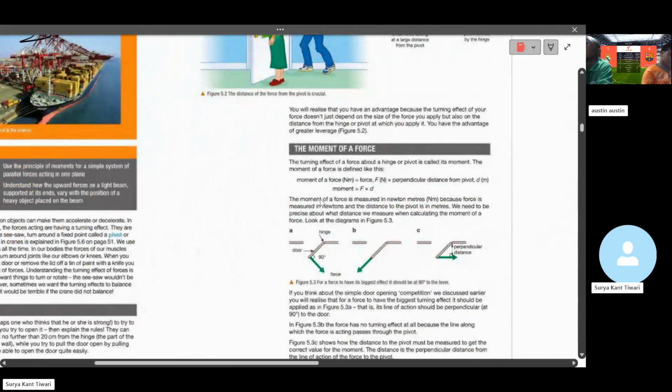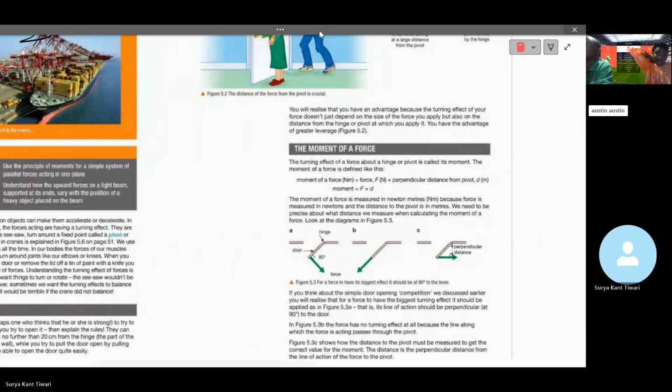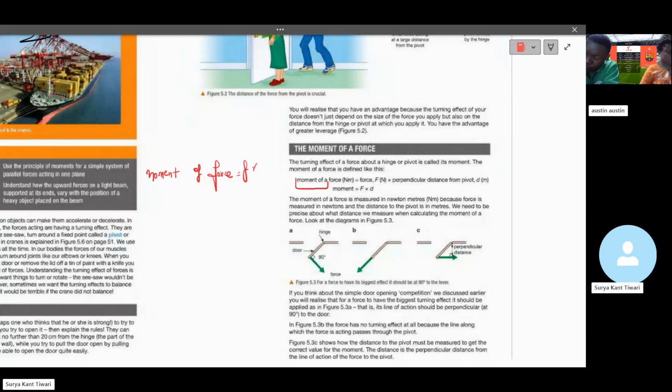And after that, there is a new term called moment. What is moment? Moment of force. This is called moment of force, which you can say is force multiplied by the perpendicular distance from the pivot.